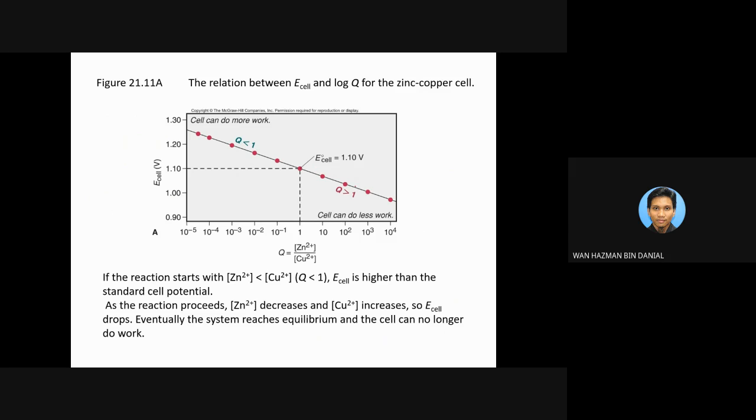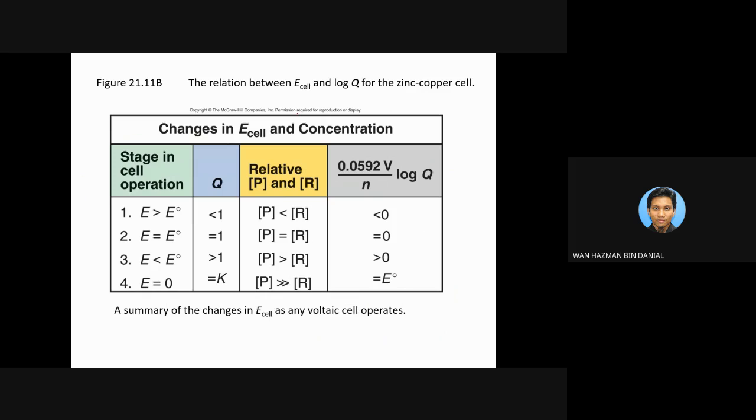Macam as mentioned earlier kan, Q1 sebab dia dah produk... bukan sorry, reactant tu dah tak ada dah untuk to do more work. Kalau kat sini Q less than 1, maksudnya the reactant tu ada banyak untuk do the work. Okay, yang ni inilah simplify tadi. Again, the summary of this product of reactant tadi.